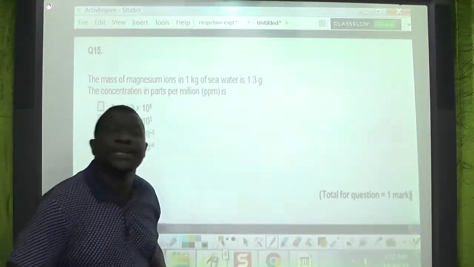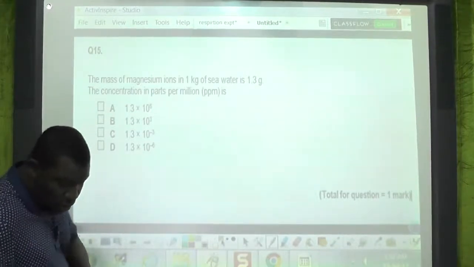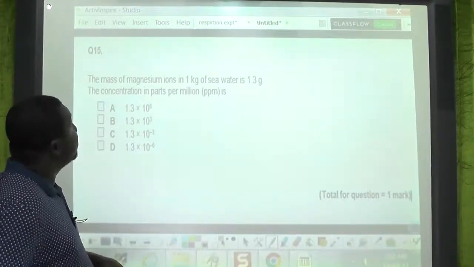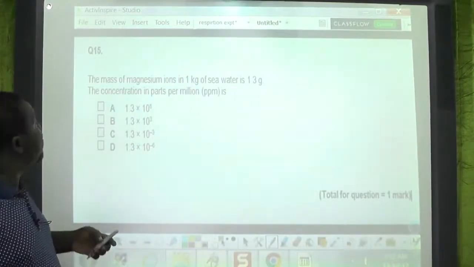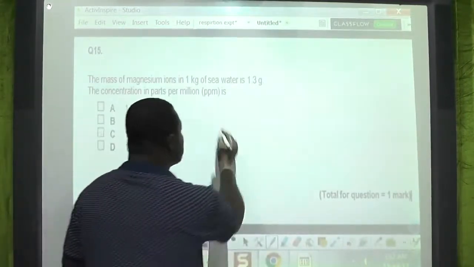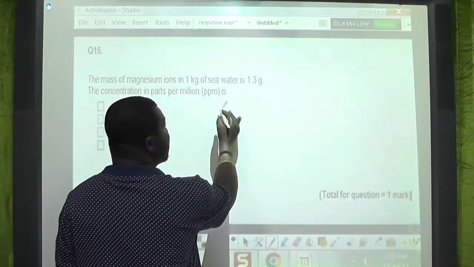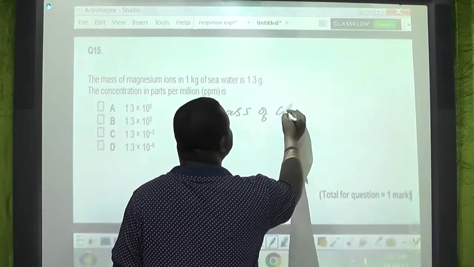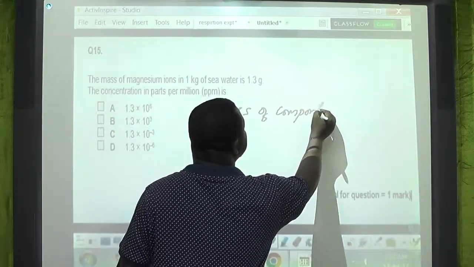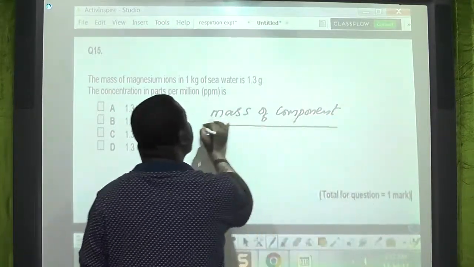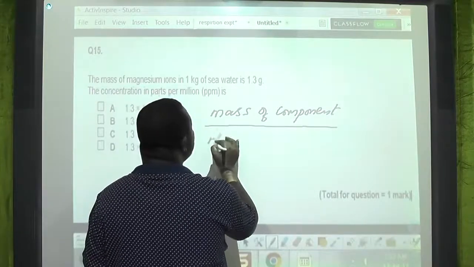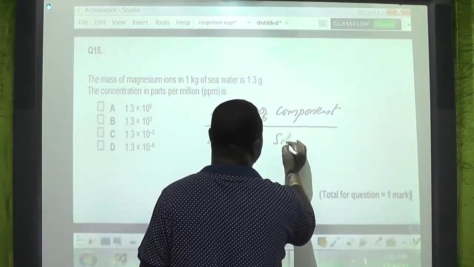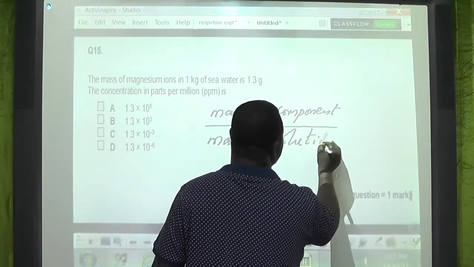The concentration in part per million is what? What is the concentration in part per million? Okay, everything is okay. So concentration in part per million, you remember, is mass of the component you are talking about, of components in that water, divided by mass of the whole solution. Maybe it's a reverse, I told you before, of solution.